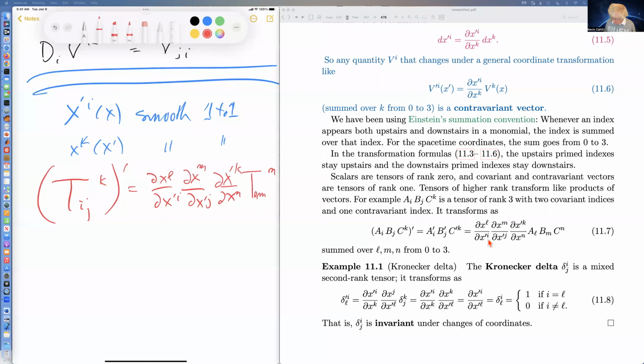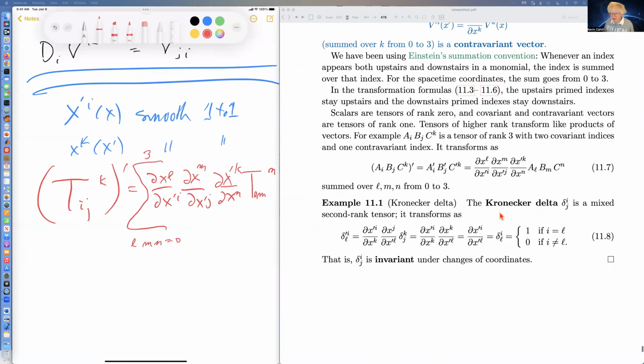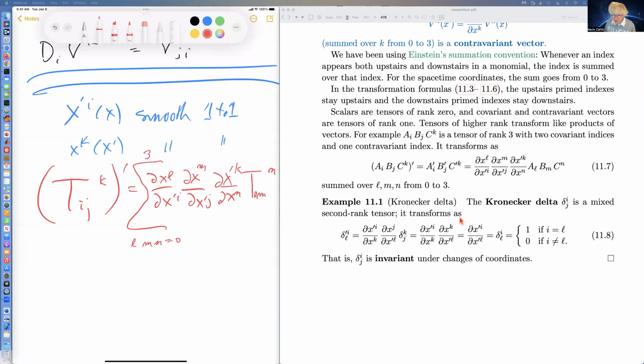And of course, we'd be summed, and it would be a sum over L, M, N equals 0 to 3. One example is the Kronecker delta, which is a mixed second rank tensor because it has one upper index, one lower index. It transforms this way. But the Kronecker delta, δ^K_J, tells you that the K is the same as the J, so the thing looks like this.